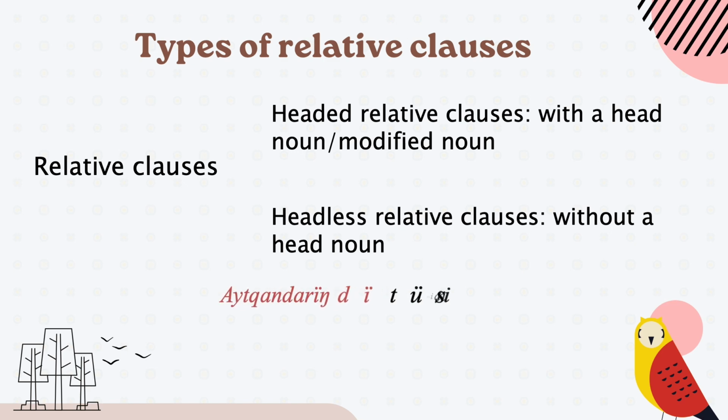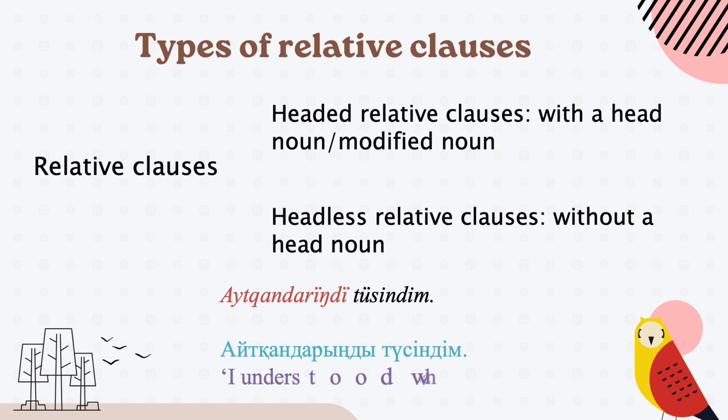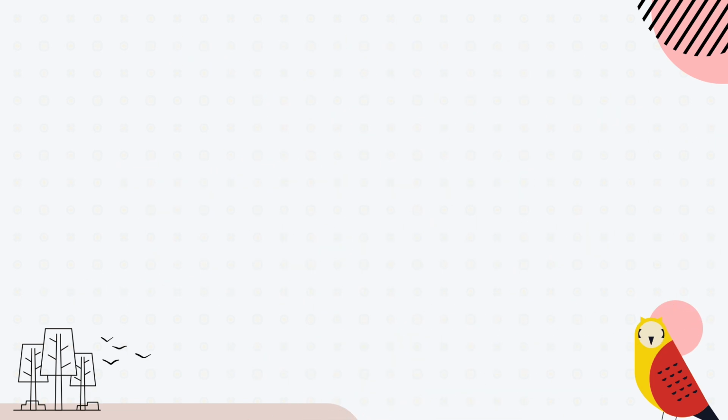For example, айтқандарыңды түсіндім. I understood what you said. Here, айтқандарыңды, what you said, is a headless relative clause. The head noun, söz, word, is deleted from the context, as it can be inferred from the context. In some literature, headless relative clauses are also called free relative clauses.